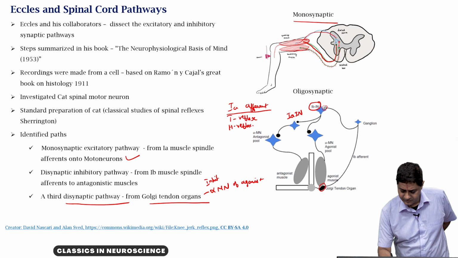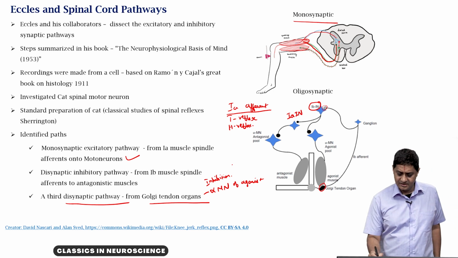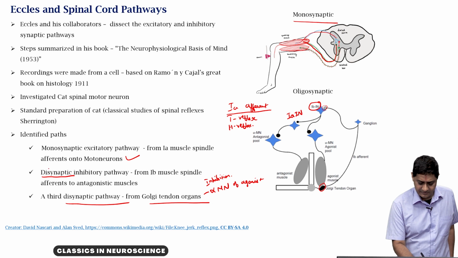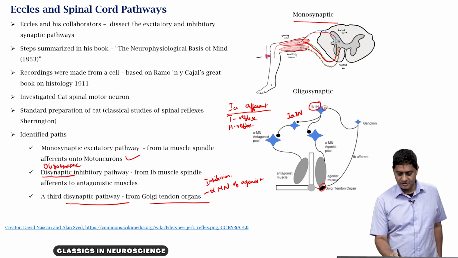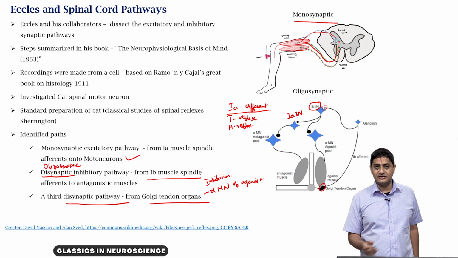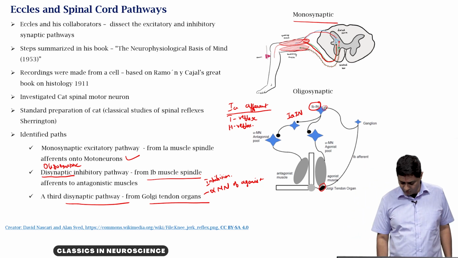inhibition, but it also in a way disinhibits the antagonist through a not disynaptic but rather oligosynaptic pathway through the 1B interneuron and the 1A interneuron. Please do check these pathways from my Neuroscience of Human Movements course.